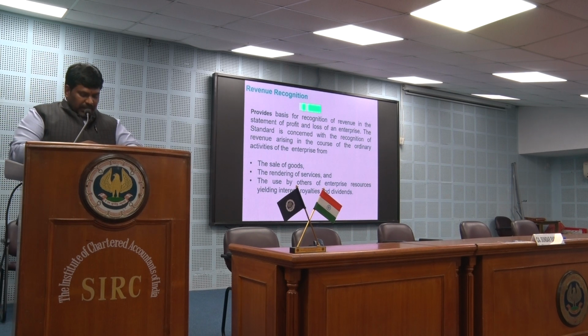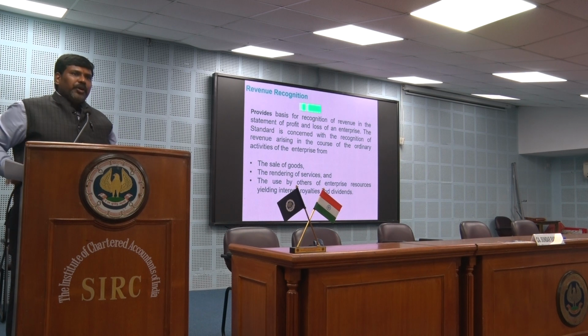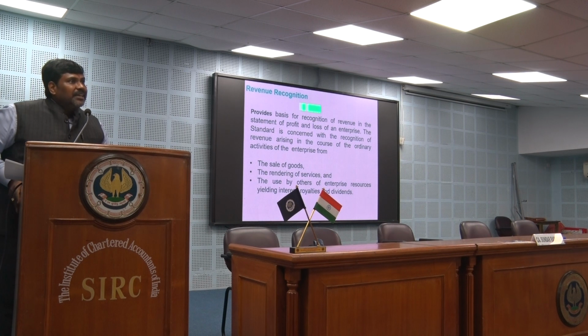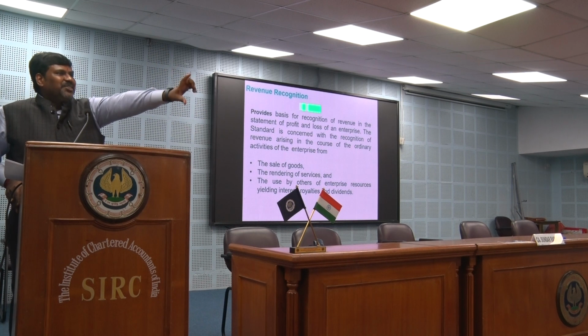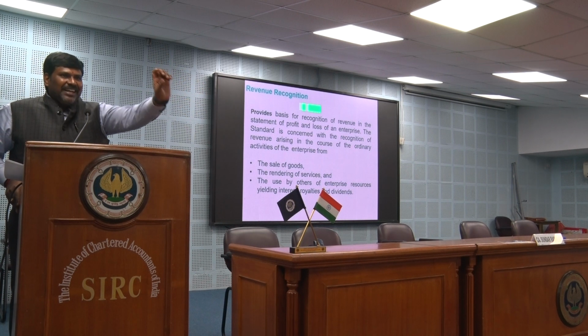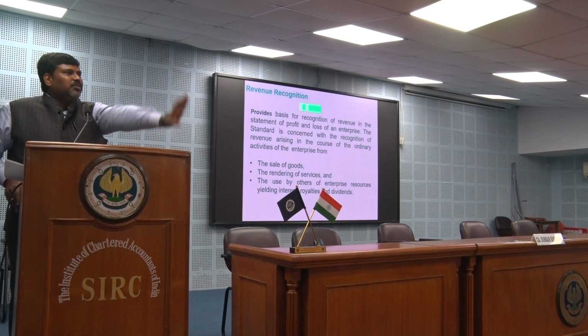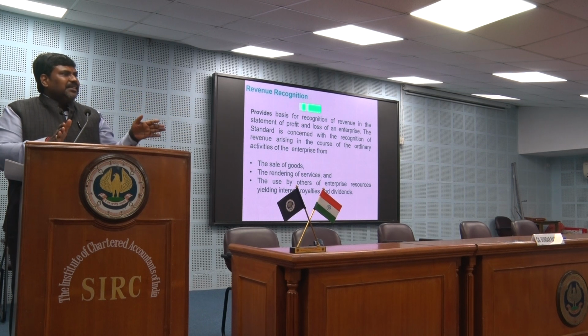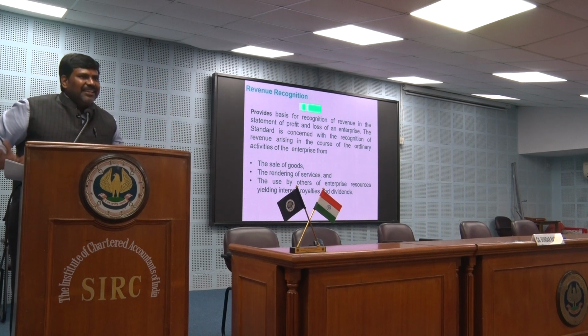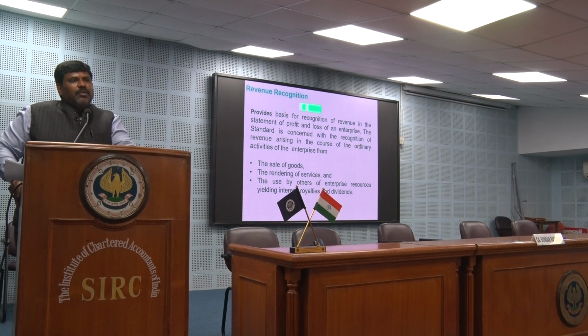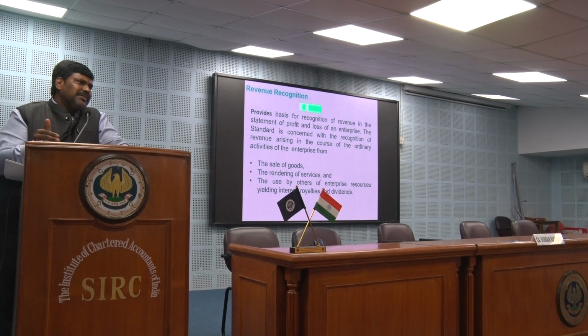Because that is important, not only from the perspective of revenue recognition, tomorrow even from your GST perspective, etc. When is it considered as a sale? When is it actually considered as a sale under the Sale of Goods Act, whether the seller has transferred the risk and reward associated with the goods. So if the risk and reward is transferred, you can immediately recognize revenue.